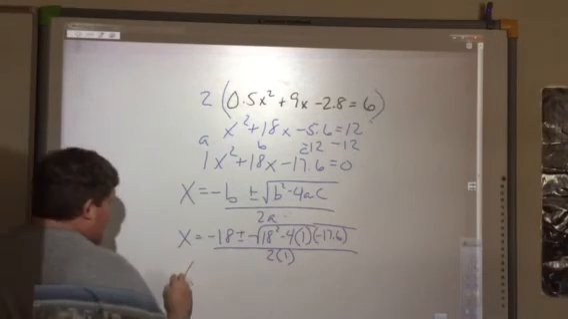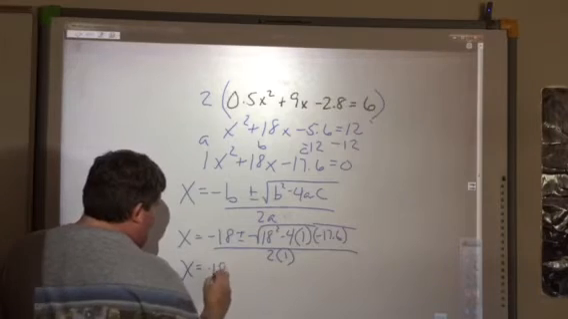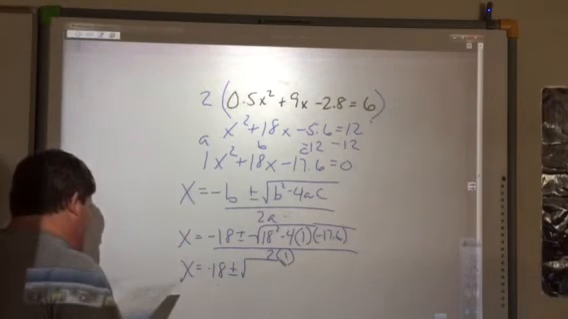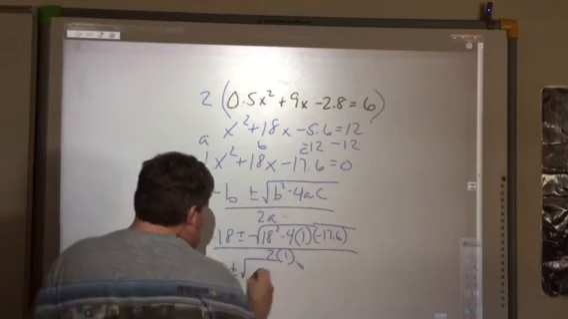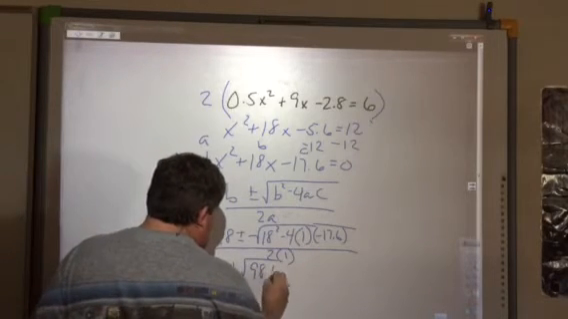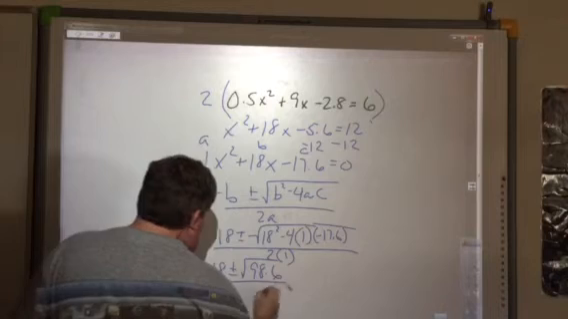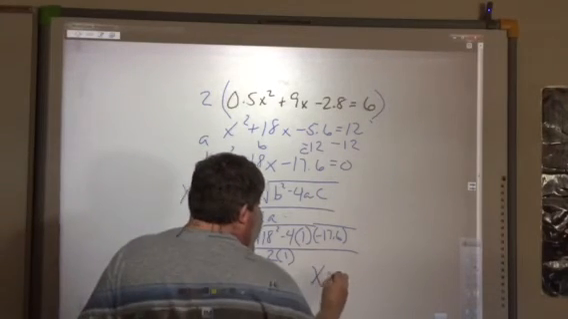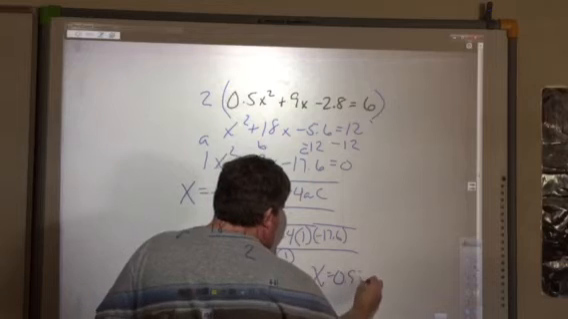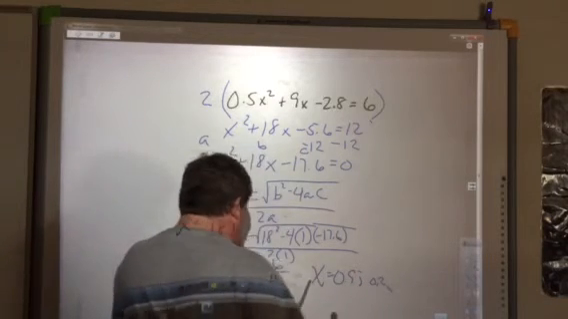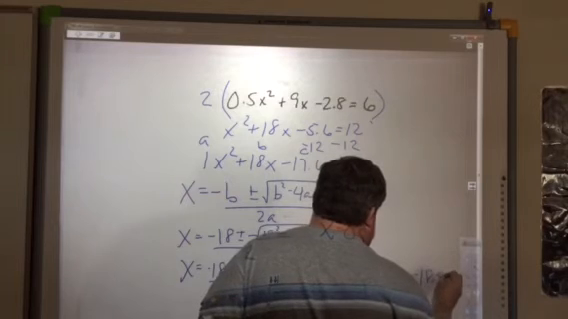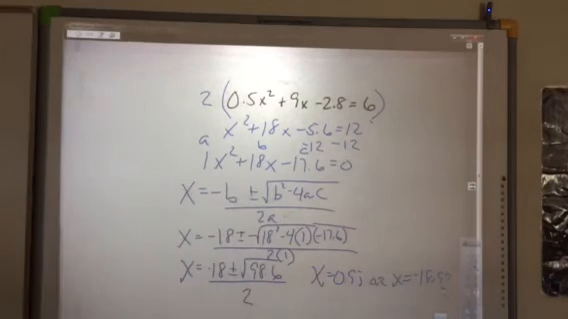So we have X equals negative 18 plus or minus. So in this parenthesis, after we do this math, we get 98.6 all divided by 2. So we get X equals 0.93 or X equals negative 18.93. So we got the same answers.